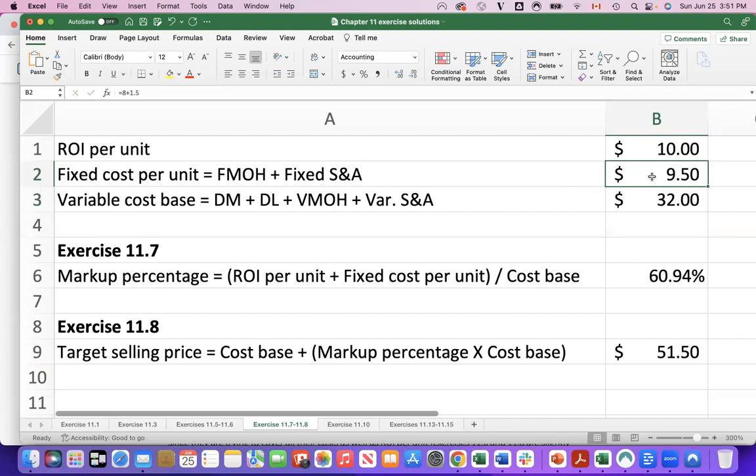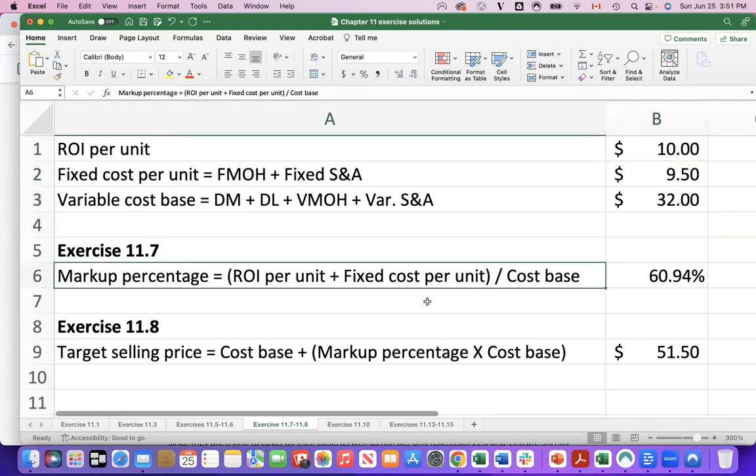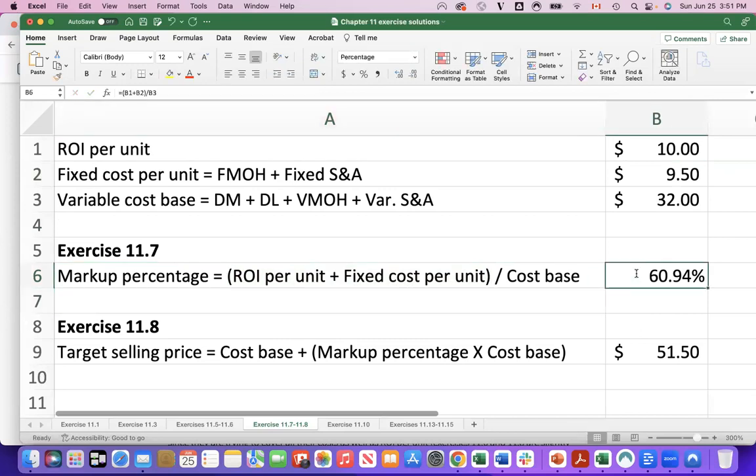So if we look at exercise 11.7 and we look at the formula to calculate the markup percentage, the amount of the cost base that we have to mark up, again, look at the numerator. This is what that markup has to cover. It has to cover the ROI per unit and it has to cover the fixed costs per unit. So we take that, the numerator, is the ROI plus the fixed selling and admin. We add those up. If you do the math there, you see it's $19.50 per unit, and we divide that into the variable cost base of $32. We get a markup percentage of just shy of 61%.